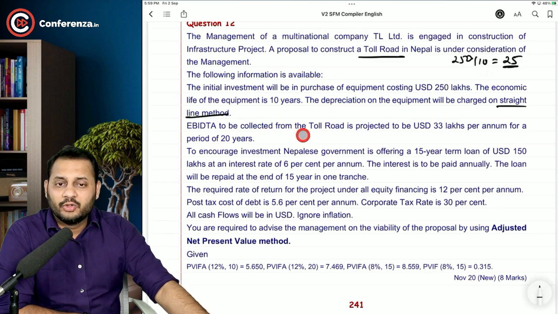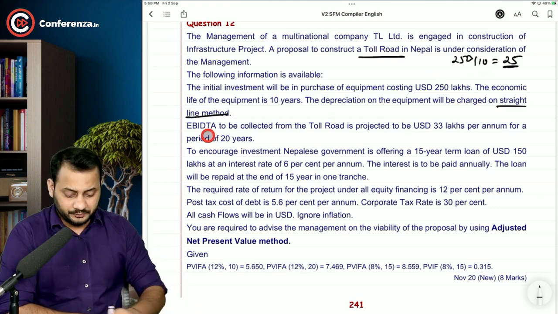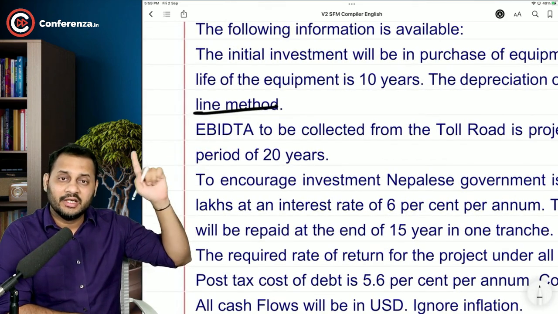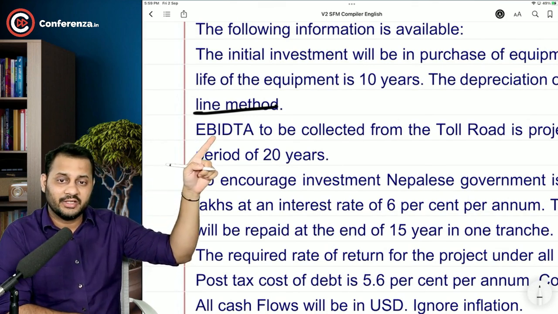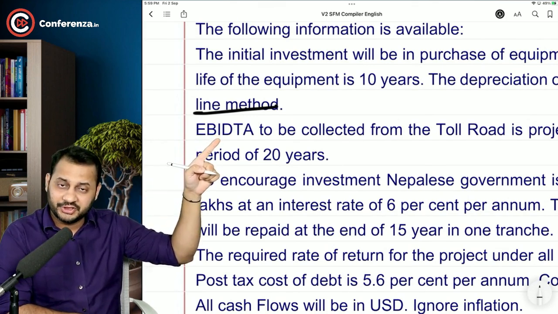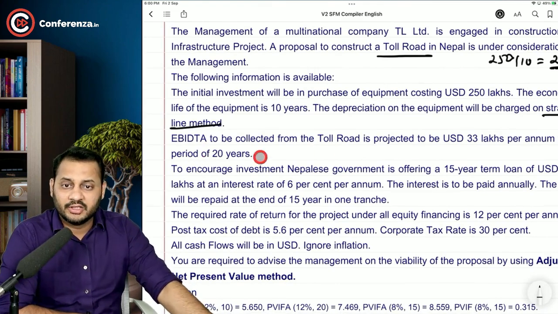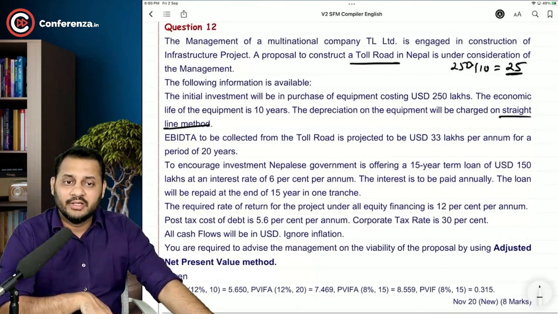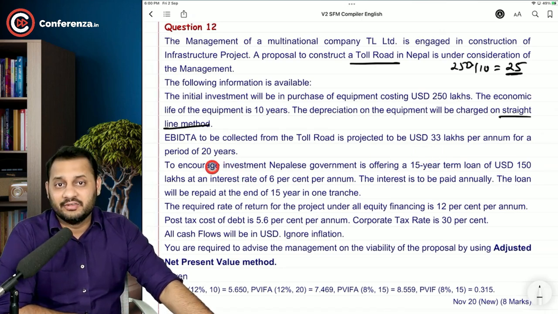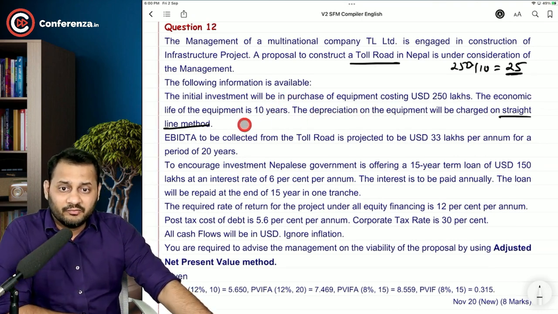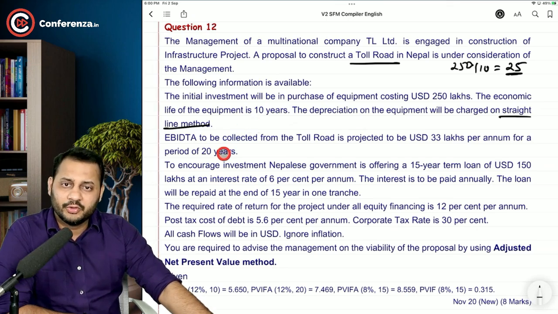EBITDA to be collected from the toll road is projected. EBITDA means earnings before interest, depreciation, tax and amortization. So these are the operational earnings in cash terms, because we have not deducted the interest yet, nor the depreciation, taxes and amortization. Nothing has been deducted from this value. So this is a pure operational cash flow. So 33 lakhs per annum will be the toll tax collected, and that too for 20 years. You can see the investment is for 20 years, but the economic life of the equipment is 10 years only. Obviously, we are going to use it till 20 years, but we can depreciate entirely in 10 years.